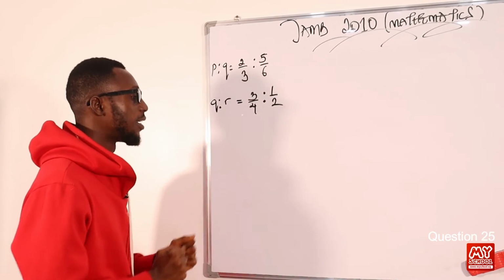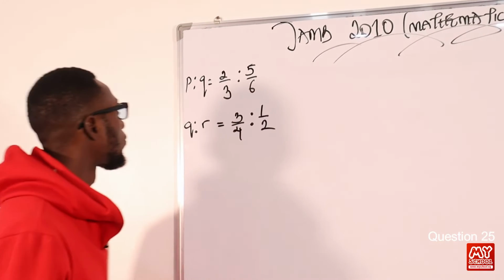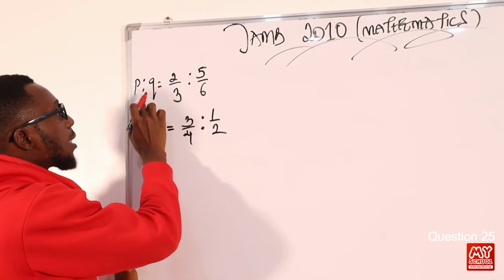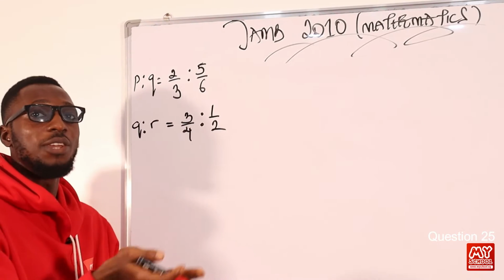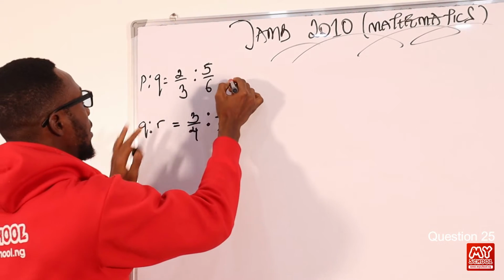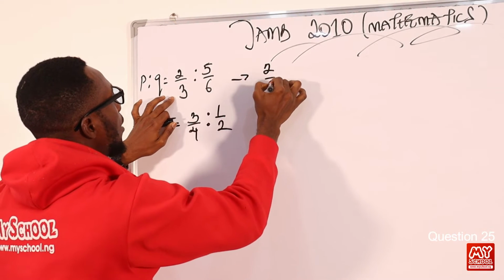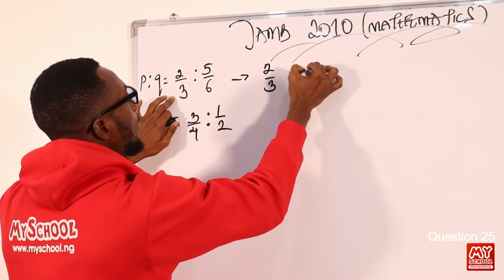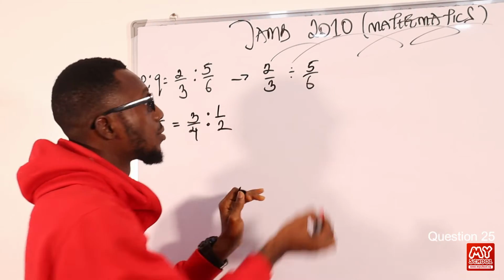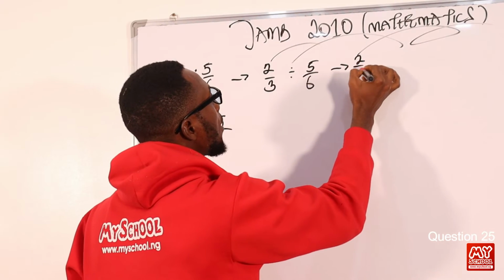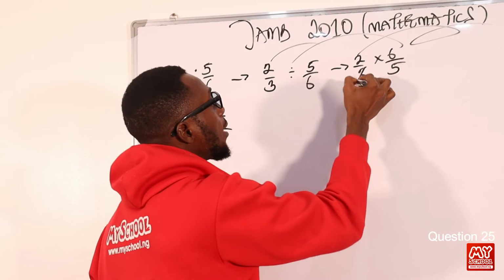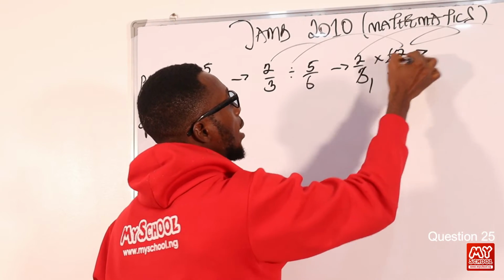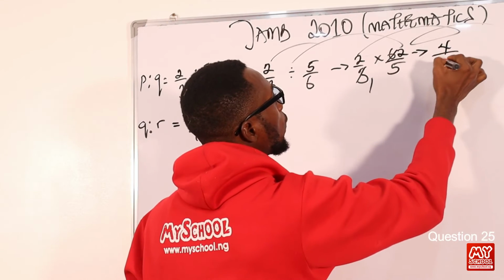So let's solve this question. This ratio can also mean P divided by Q, or P over Q, right? So this means 2 over 3 divided by 5 over 6. And this is 2 over 3 times 6 over 5. So I have 3 here 1, 3 here 2. So at the end of the day, I have 4 over 5.